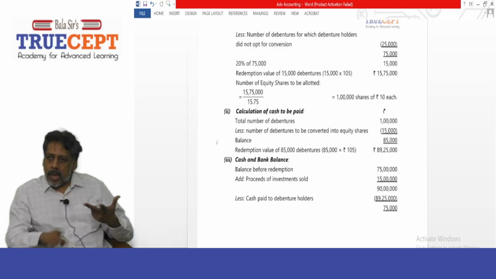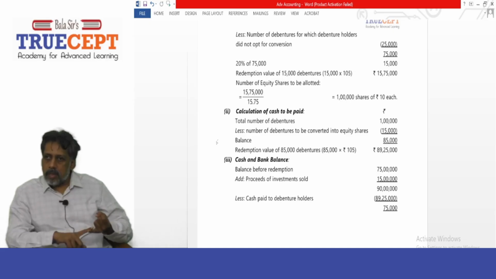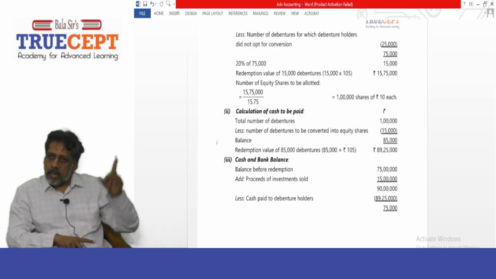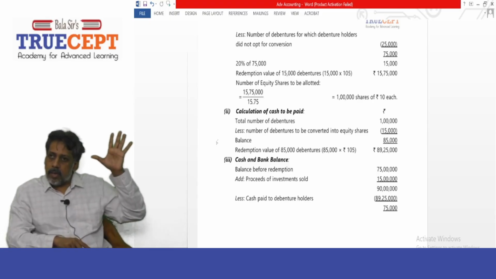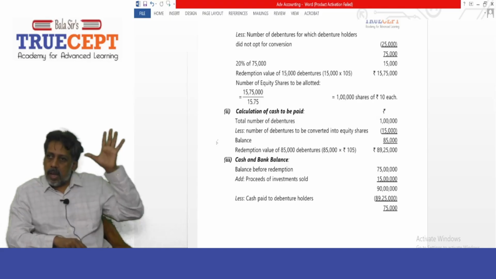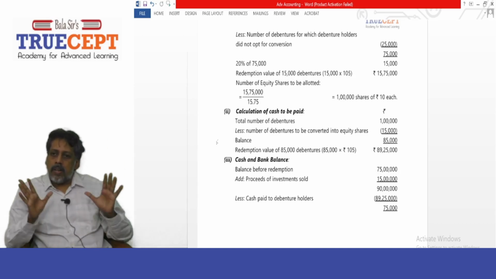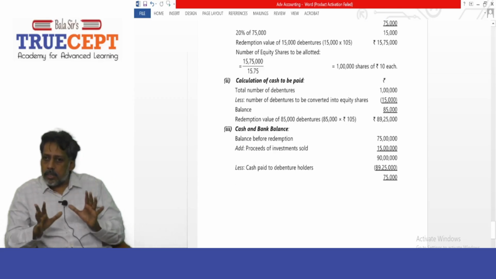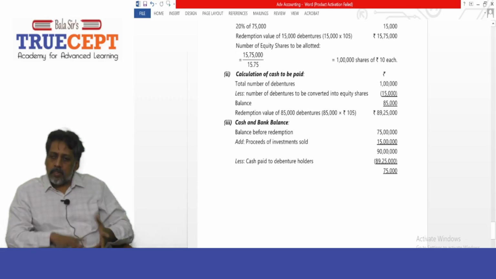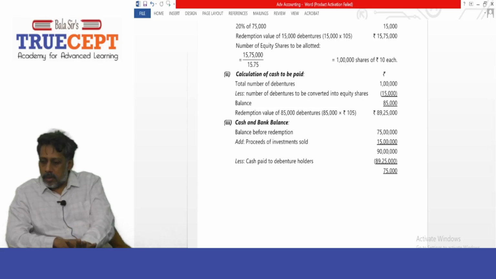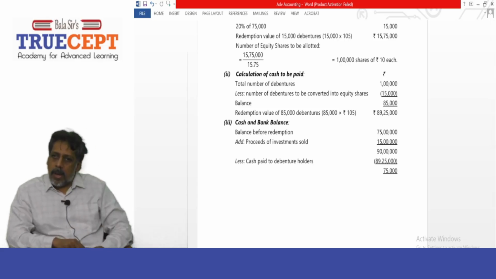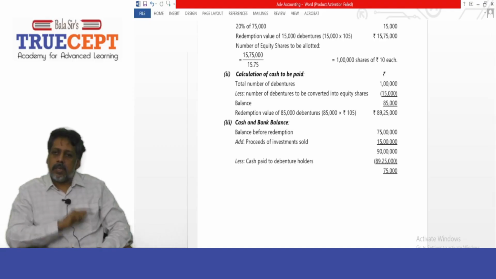Just say opening cash that is given in the balance sheet, how much? Take that amount. It's a cash balance, 75 lakh. And then to that add proceeds of investment sold, how much? 15 lakh rupees. 90 lakh is the total cash available. Minus rupees 89 lakh and 25,000 payment in cash to debenture holders, leaving a balance of 75,000 cash at bank.